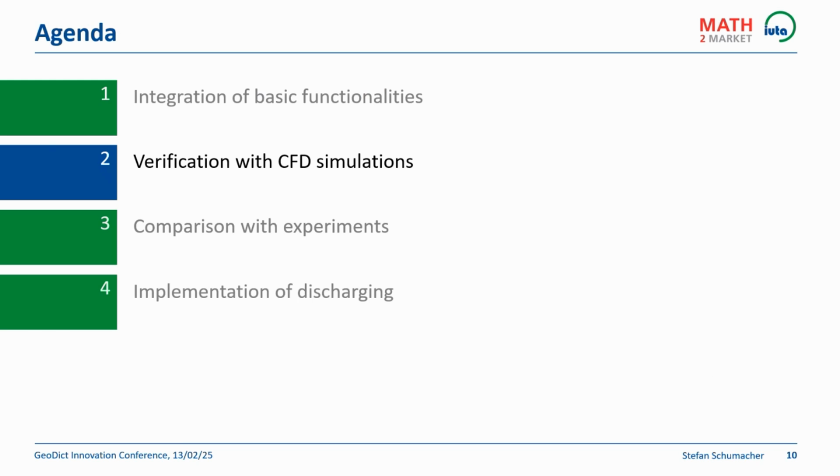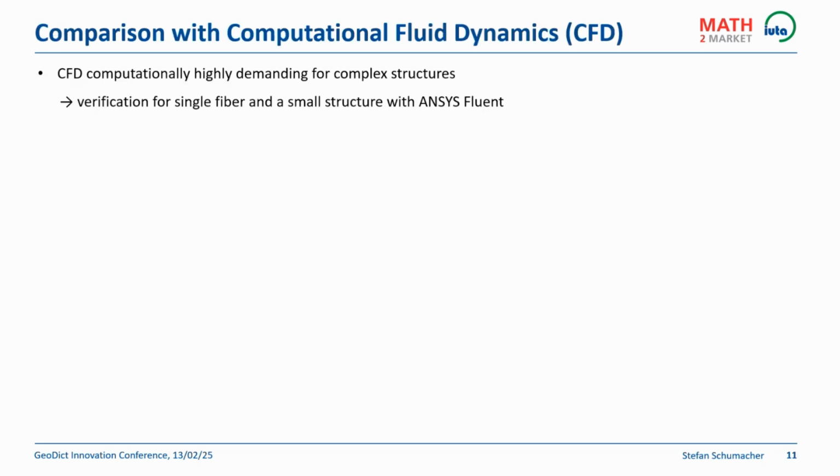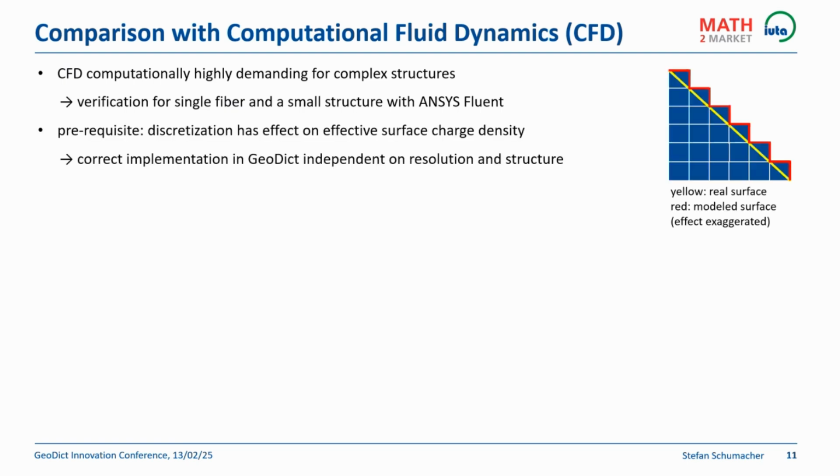Okay, so we implemented all these steps in GeoDict, and we compared it to ANSYS Fluent, so as to have a completely independent model and to see if all these effects are correctly implemented. And then the first thing we saw, it didn't fit very well. And we were reasoning what's the reason for that. And it's a very fundamental thing.